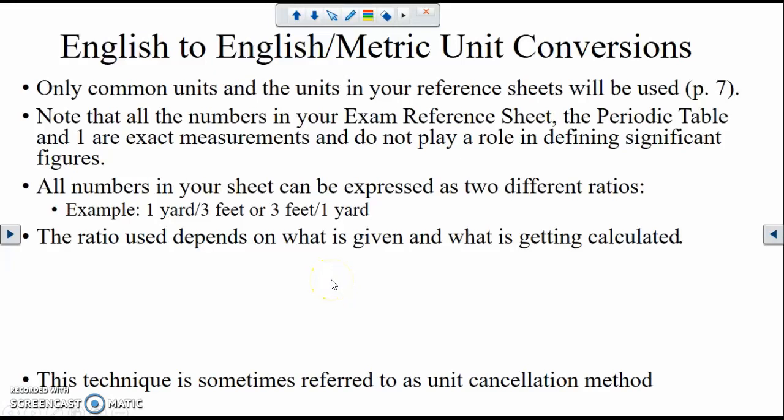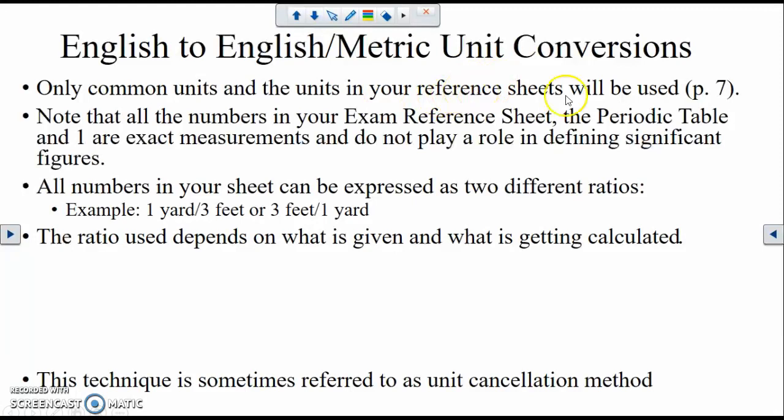Hello, in this lecture video, I am going to be talking about unit conversions between English to English or English to metric unit conversions. However, this technique is also useful in doing any simple mathematical calculations for this class of chemistry. Just to give you an FYI, only the units and common units that you know, like how many seconds there are in a minute, so on and so forth, will be used.